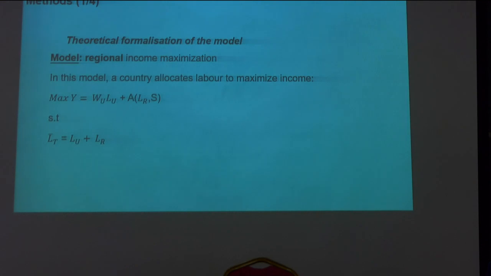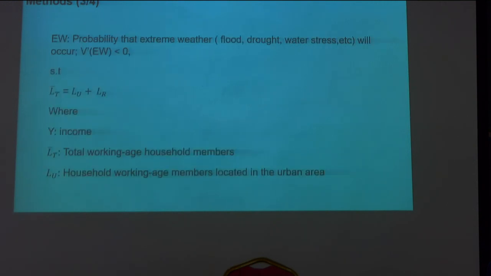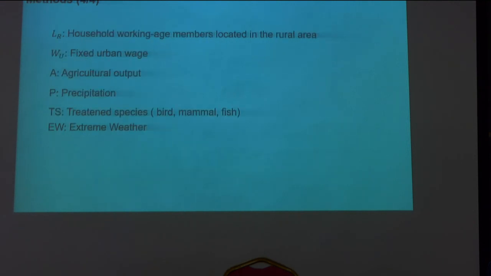For the method, we use a revenue income maximization model for West African regions. And this is the theoretical formalization of the model. In these models, we have added some climate change factors like precipitation or some extreme events that we can see here. So we have two different kinds of income, rural income and urban income. These are the variables of the model that we have considered.